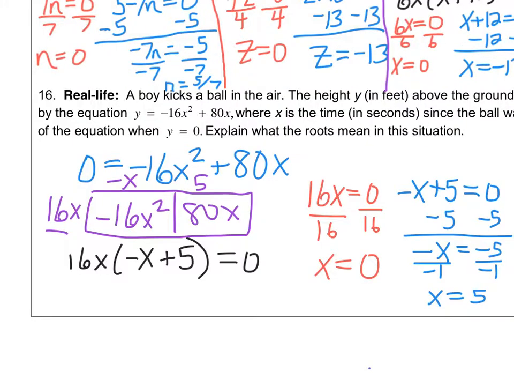So I set my equation equal to 0, found my greatest common factor, and once I set each factor equal to 0, I came out with x equals 0 and x equals 5.